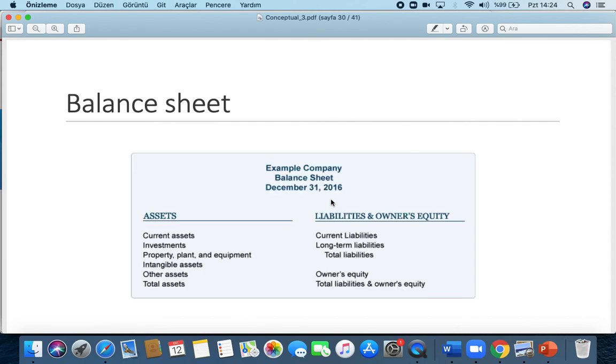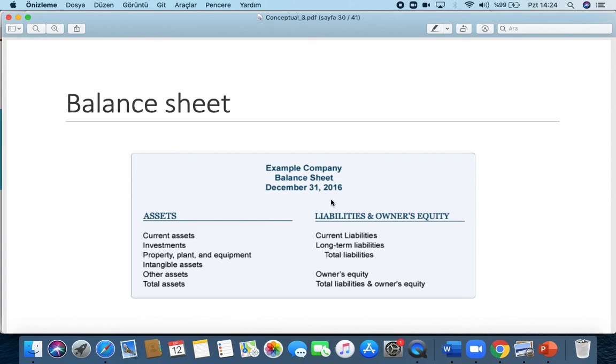So this is a balance sheet sample. These are what we are going to confront with this class. It will start with current assets, then investments, PPE, intangible assets. At the other side, liabilities and ownership. Look, this is just like the accounting equation, isn't that? The accounting equation, remember, assets equals to liabilities plus owner's equity.